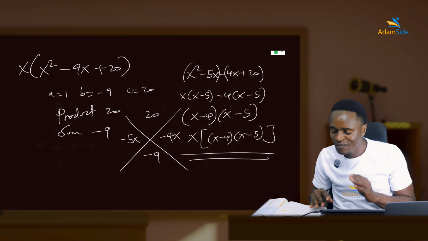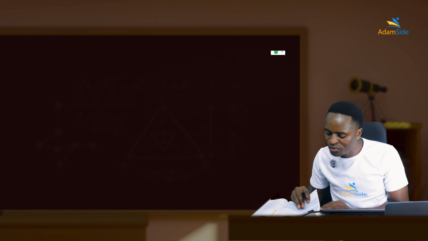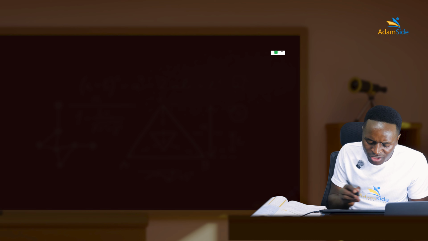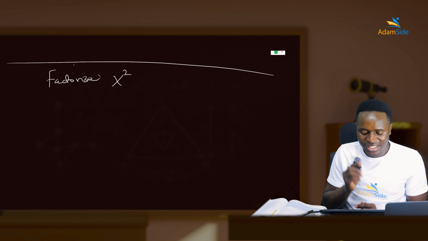So champion, it's easier to factorize these questions if you take them easily. You'll solve the rest of the questions in this case. But what happens now? You're told to factorize x squared minus 36. What do we do in that case?